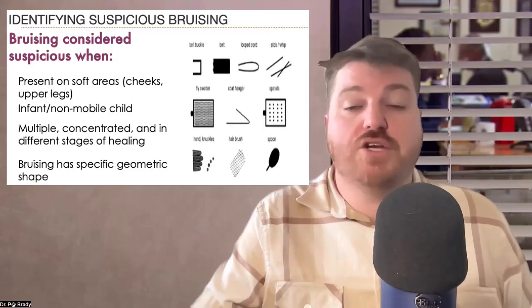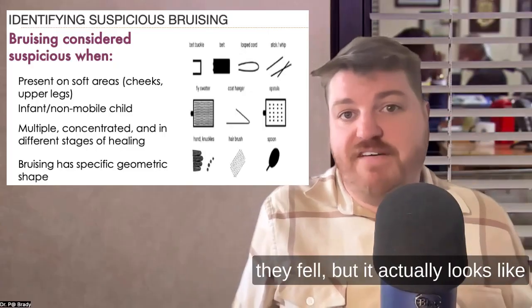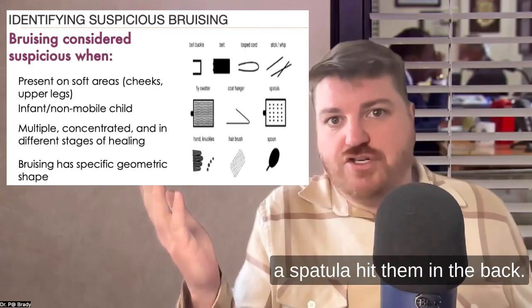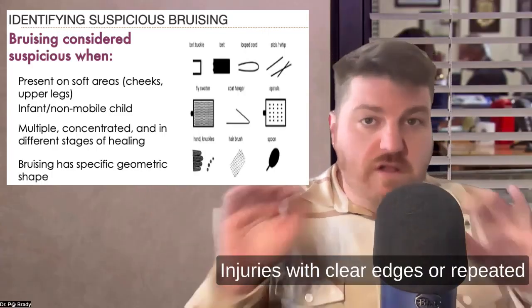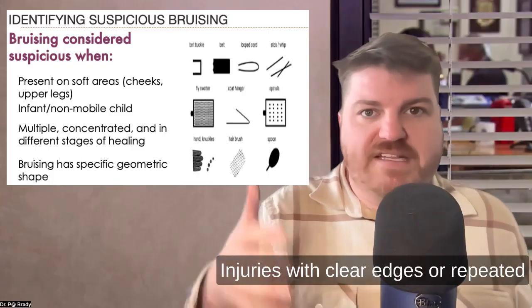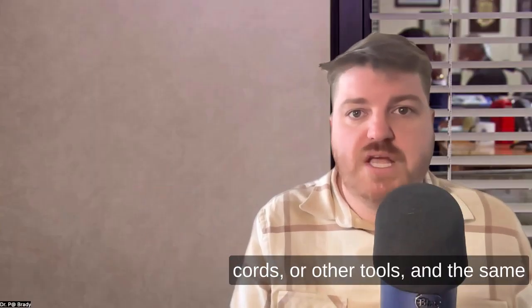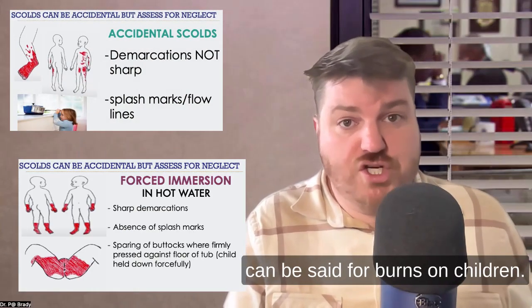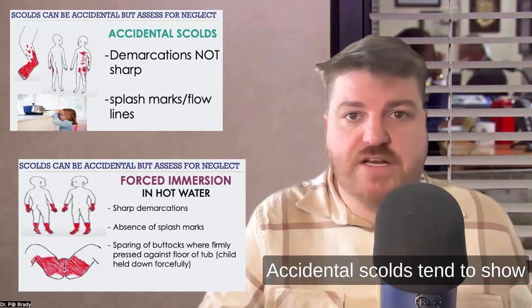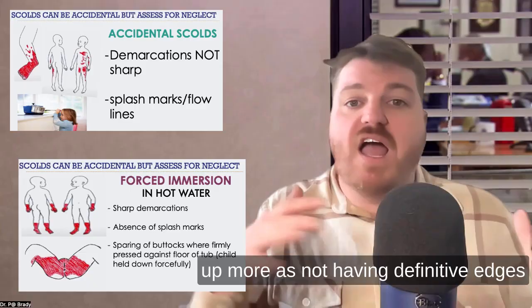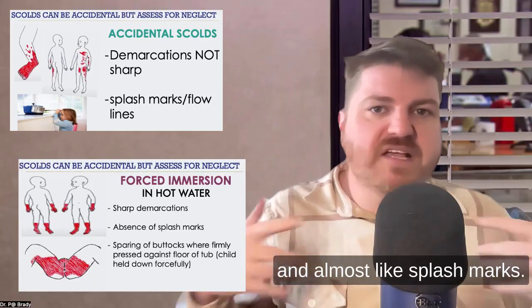And this is really important in terms of the kid saying that they fell, but it actually looks like a spatula hit them in the back. Injuries with clear edges or repeated spacing sometimes reflect belts, cords, or other tools. And the same can be said for burns on children. Accidental scalds tend to show up more as not having definitive edges and almost like splash marks.